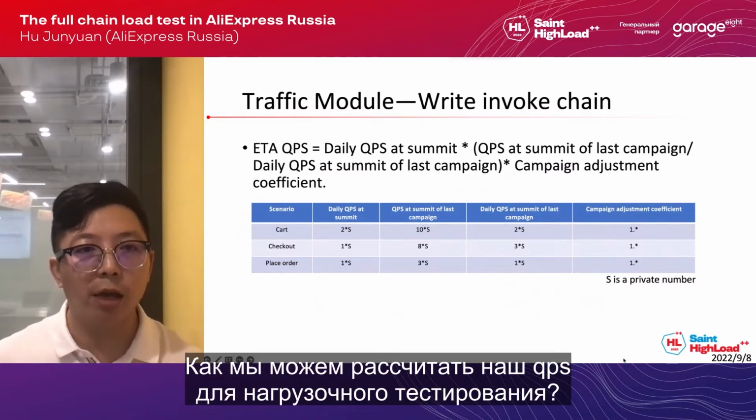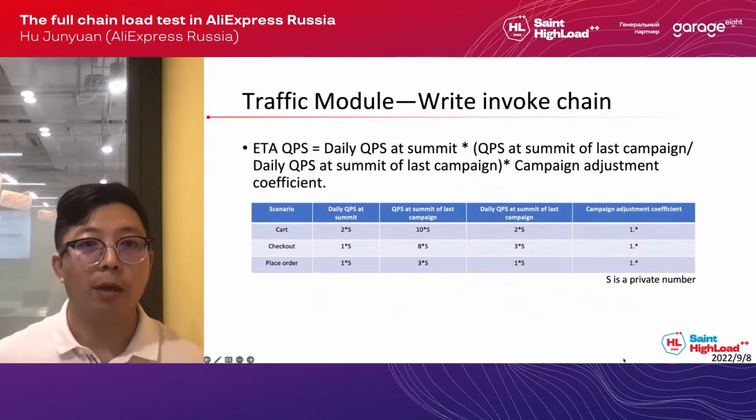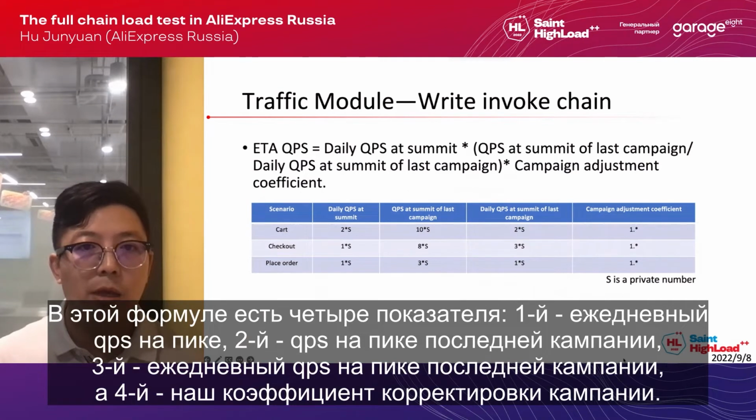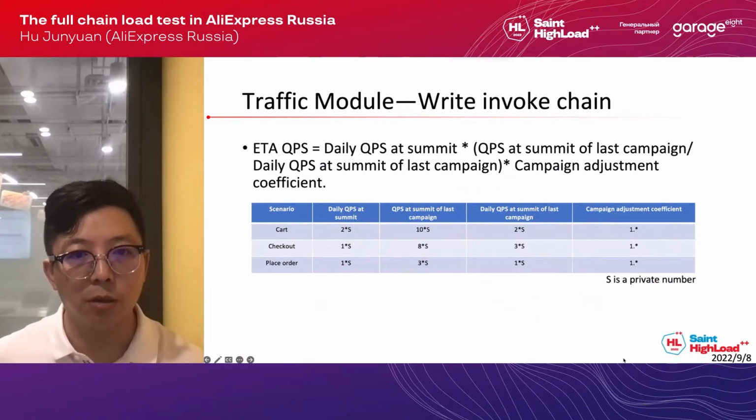How can we calculate our estimated QPS for the load test? In this formula there are 4 indicators. First is daily QPS at summit. Second is QPS at summit of the last campaign. Third is daily QPS at summit of the last campaign. And the fourth is our campaign adjustment coefficient.